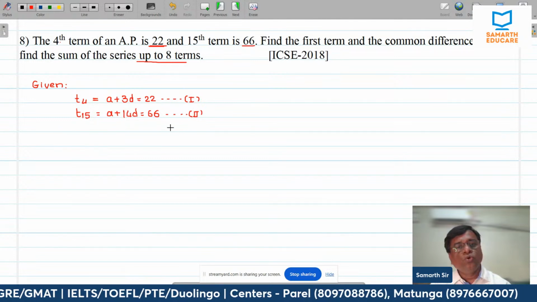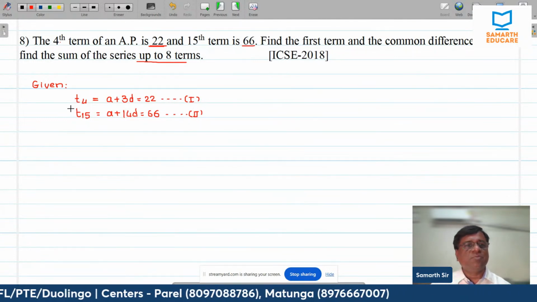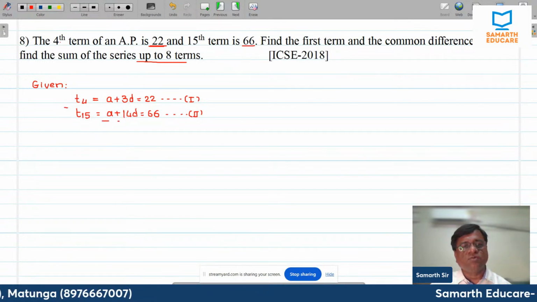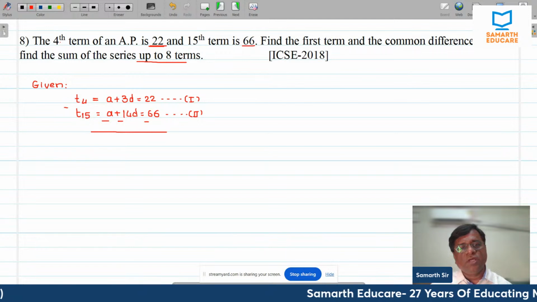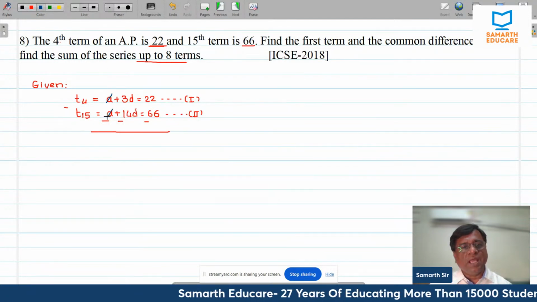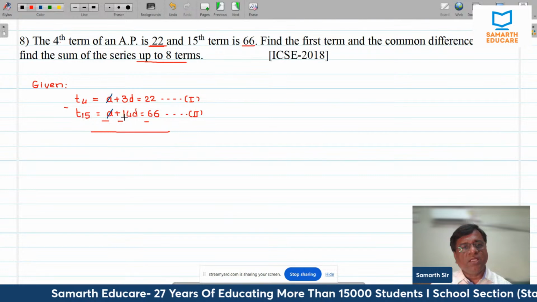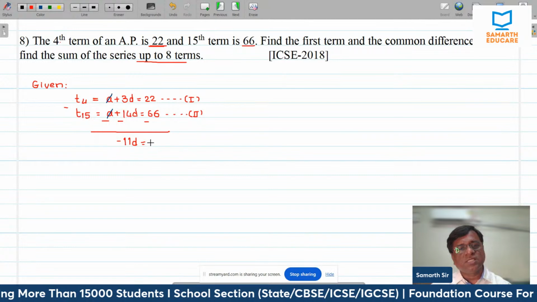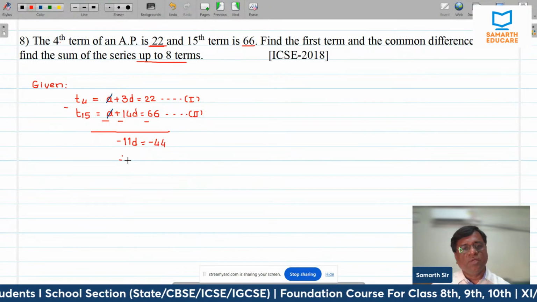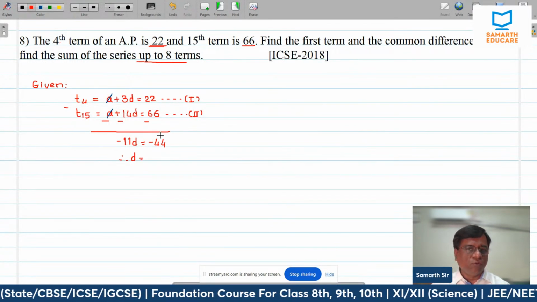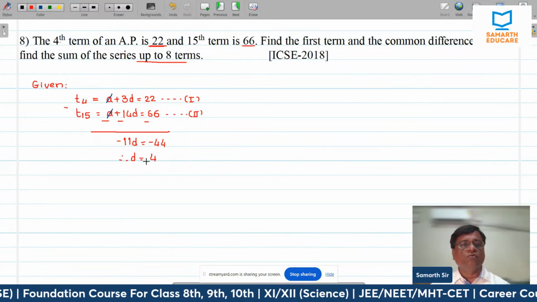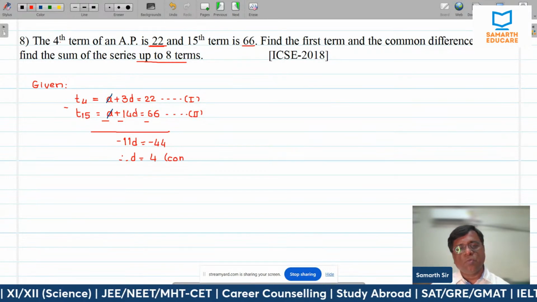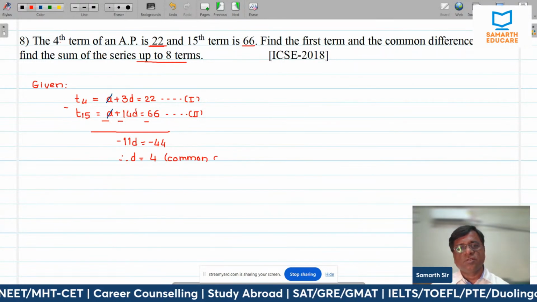So there are two equations. I need to solve these two equations simultaneously. As I did earlier, I will subtract the two equations so that the signs will change, right? And if I take the total, a and minus a gets cancelled. 3d minus 14d is minus 11d. Okay, and 22 minus 66 is minus 44. That means the value of d is minus 44 upon minus 11, which is equal to 4. Right, this is the first part. We have got the common difference. This is the common difference.